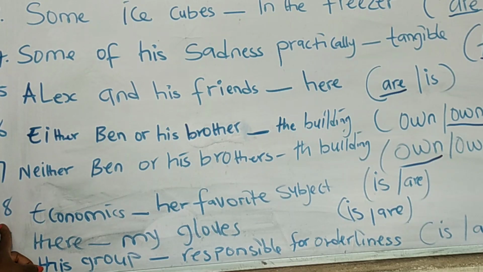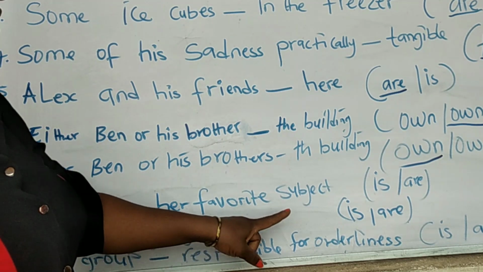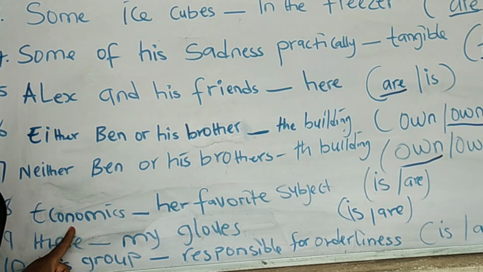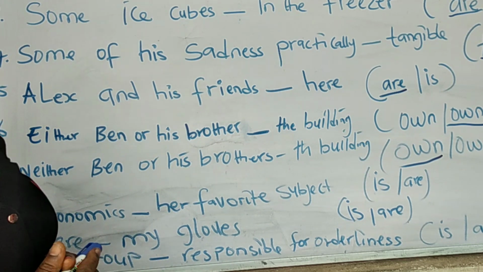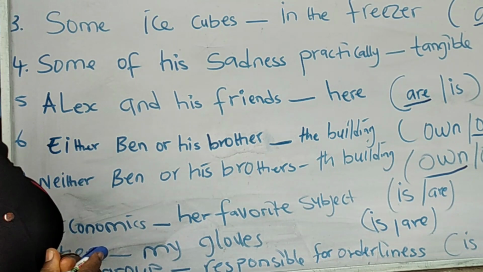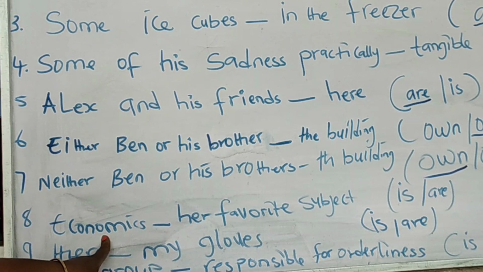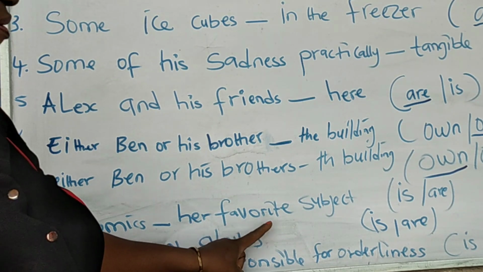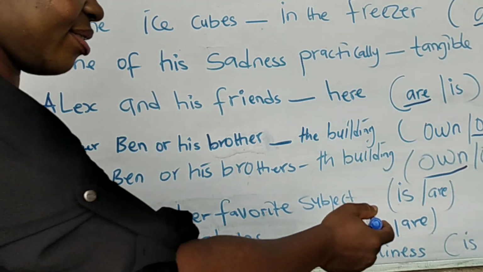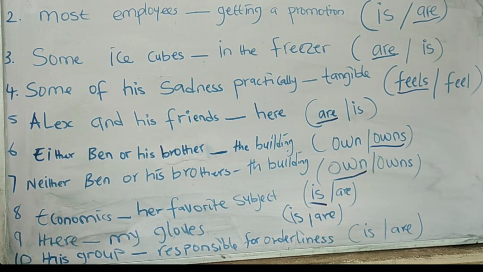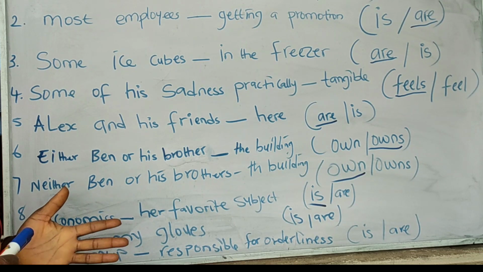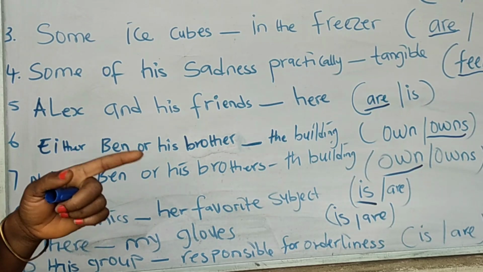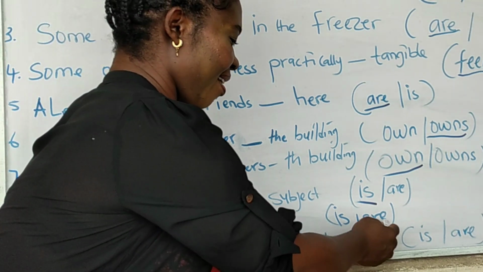Okay. Number eight, economics dash her favorite subject. What's your answer? For me, economics is her favorite subject, so I go for is. Number nine, they dash my gloves. What's your answer? They are my gloves, so I go for are.